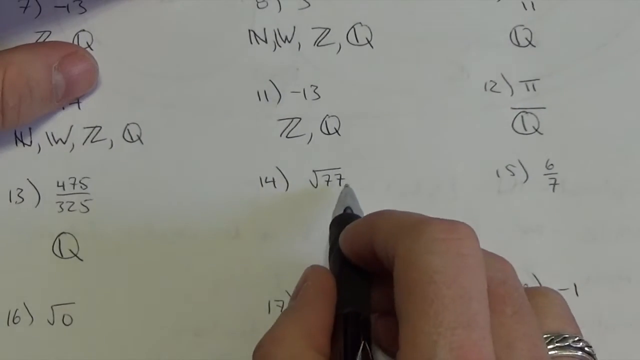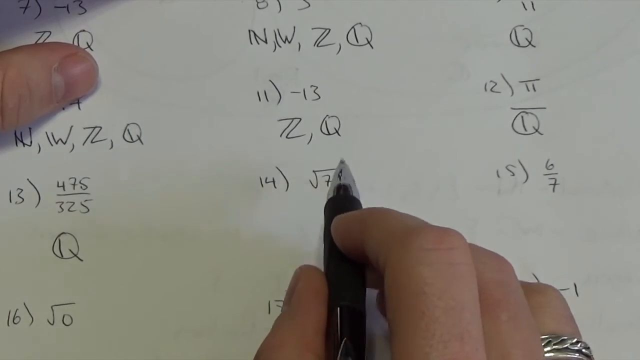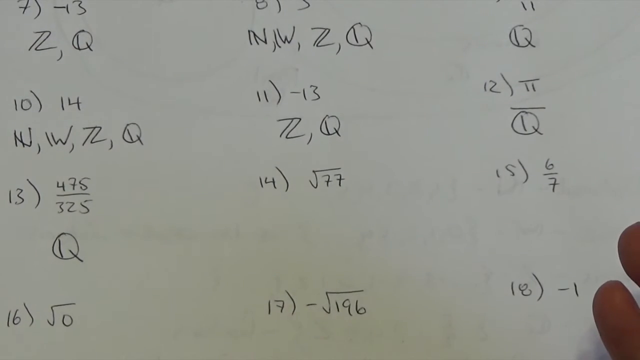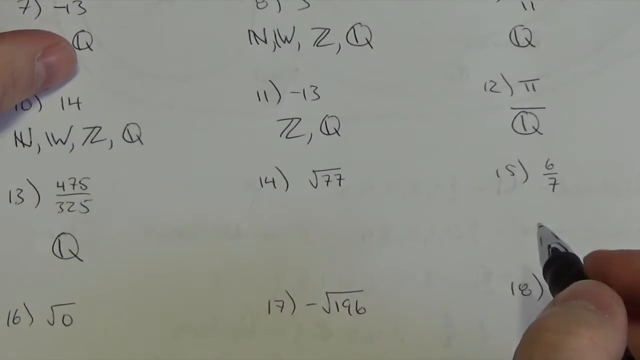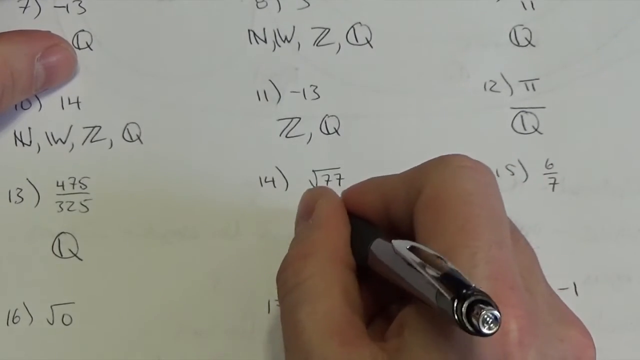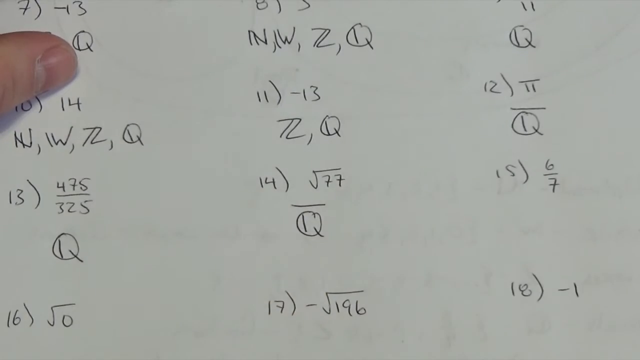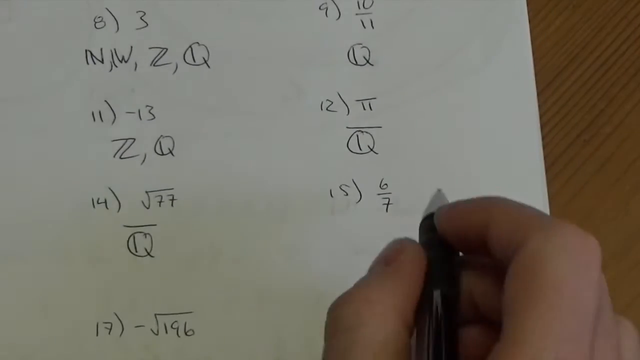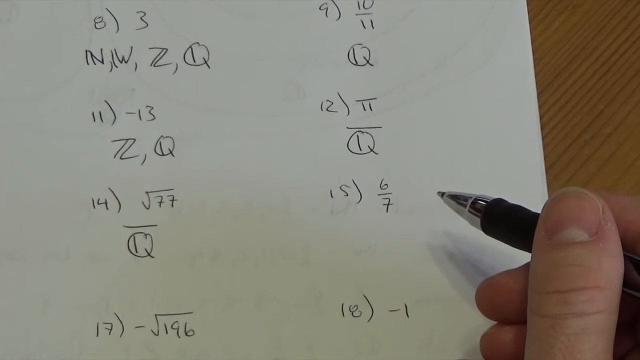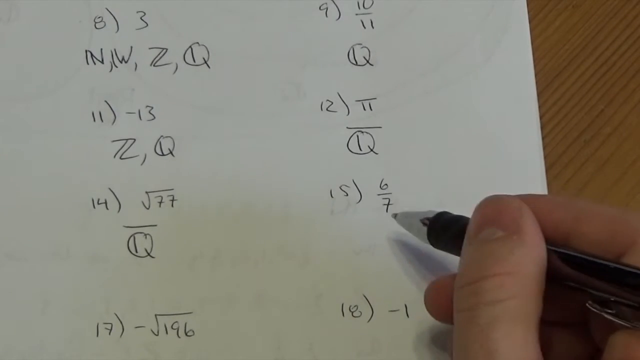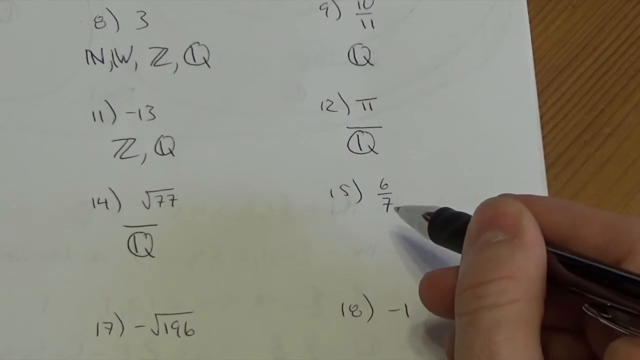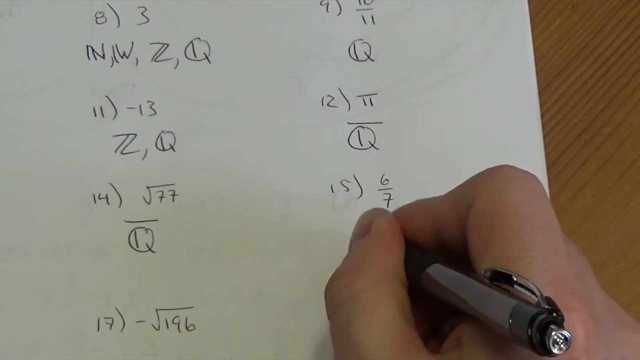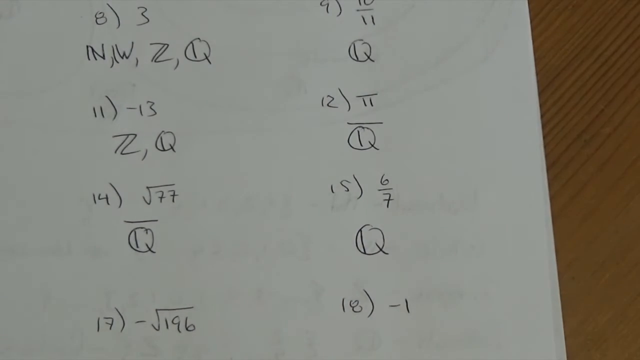Square root of 77, all right, well, 77 is 7 multiplied by 11. And that's not a perfect square, so I can't take the square root of that. So the square root of 77 is going to have to be an irrational number. Okay, 6 over 7, well, that immediately looks to me like it's going to be a rational. And because I can't simplify 6/7 any further than that, there is no smaller group that I can say it belongs to. So the best I can say is that it is a rational.